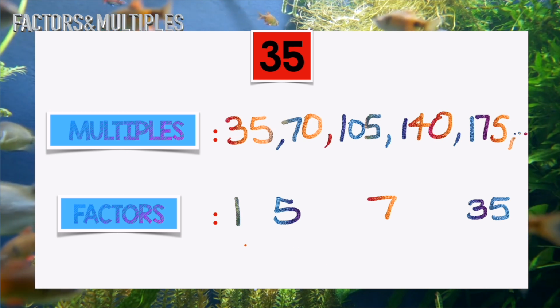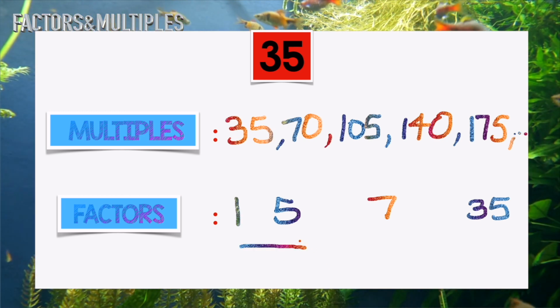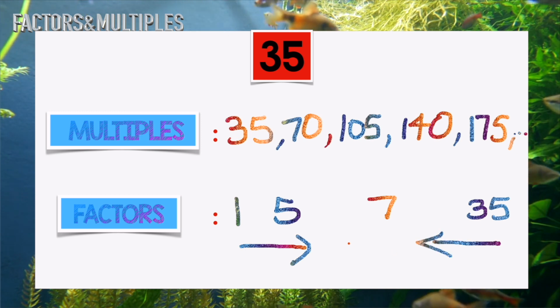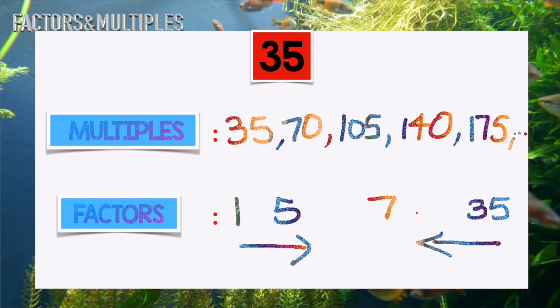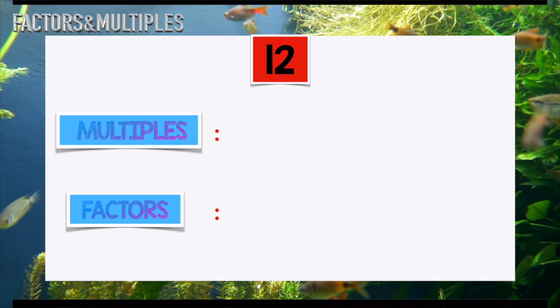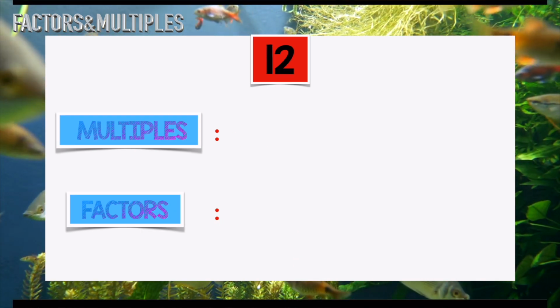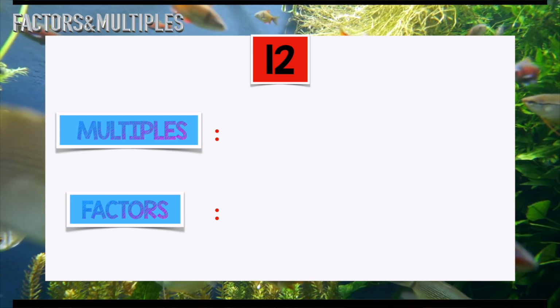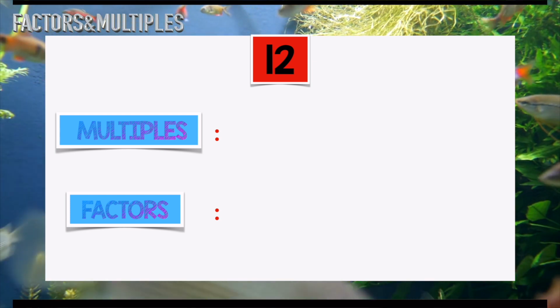So just to remind you, you start at one end and work towards the middle, start at the end and work towards the middle. That is the way we look at finding factors. So now it's your turn. Have a go at finding the next 5 multiples of 12 and all the factors.